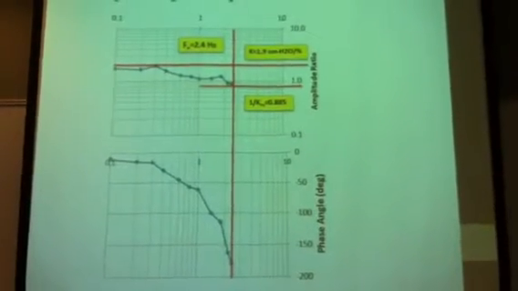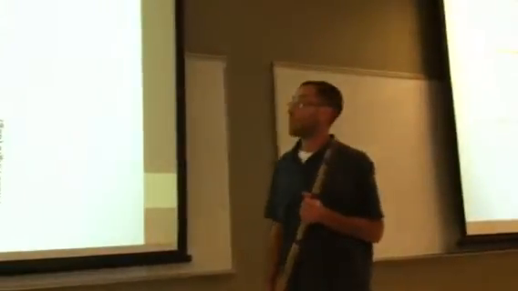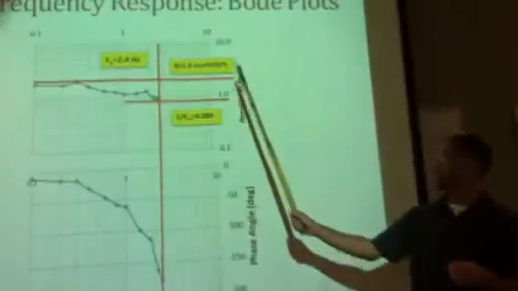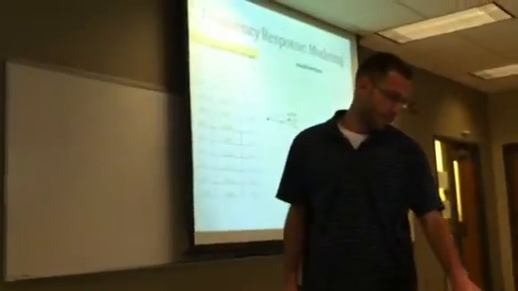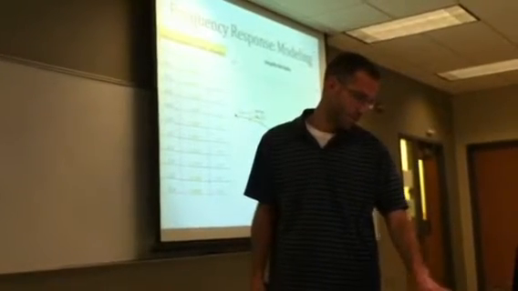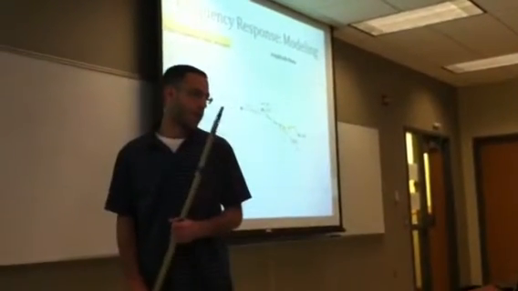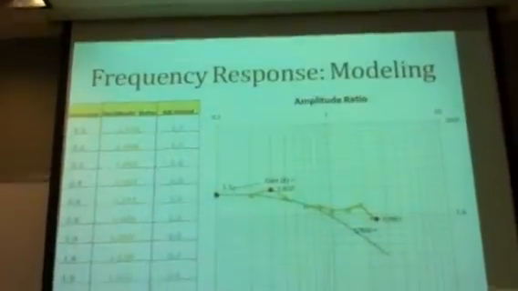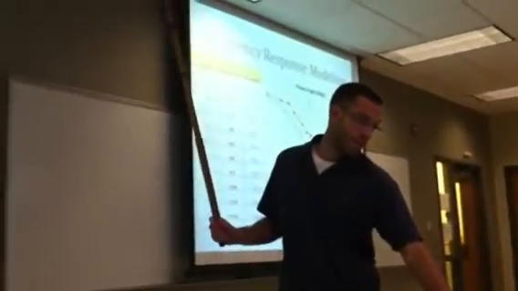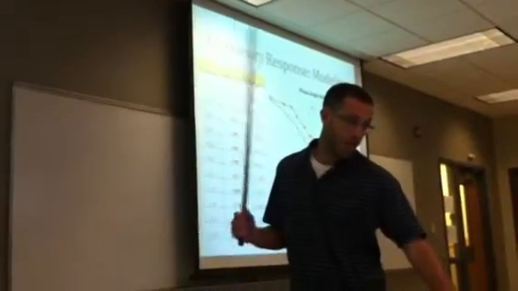And here's our Bode plots from our frequency response modeling. We figured ultimate frequency, gain of our system, and the KCU, which is the ultimate controller gain. This is our amplitude ratio plot for our Bode plots. And this is our phase angle plot for our Bode plots.